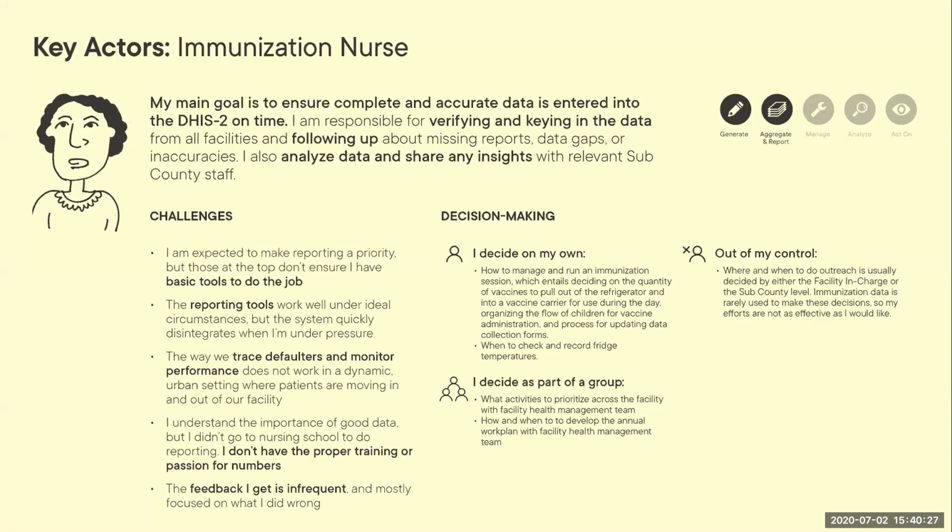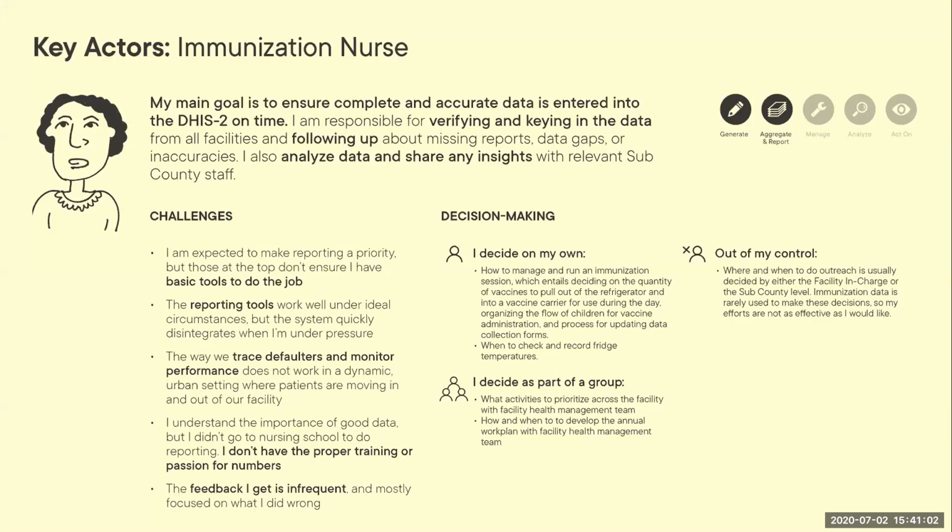There's another thing that came up, the fourth bullet there: "I don't have the proper training or passion for numbers." So they're required to collect all this data and to analyze it and to track children and track vaccine use and administration, but that's not their main passion. So it's almost a mix of two things: balancing what's required by the system for data management, but also what's required by the system to care for children.